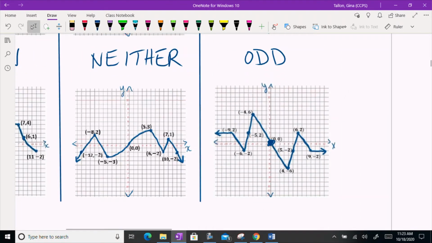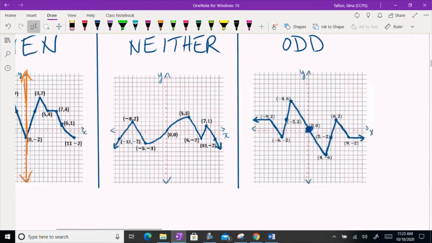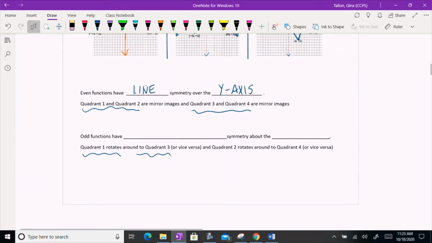This is the point negative 4, 6. If I took negative 4, 6 and rotated it 180 degrees, I would get this point 4, negative 6. So that's what's happening with odd functions. Odd functions have rotational symmetry of 180 degrees because you've got to go halfway around a full rotation, and it's about the origin. So let's come back here and fill this in.